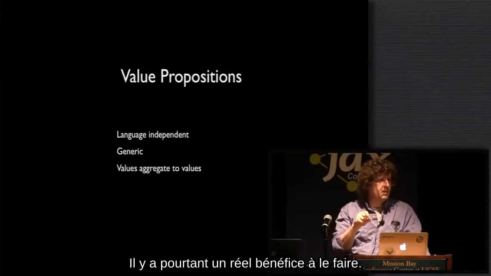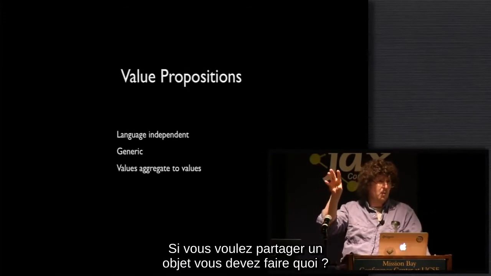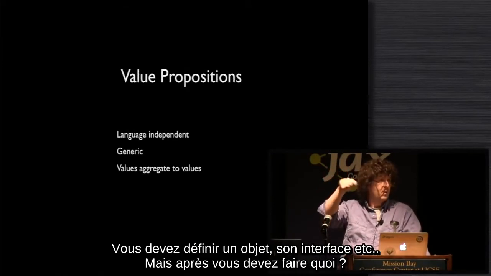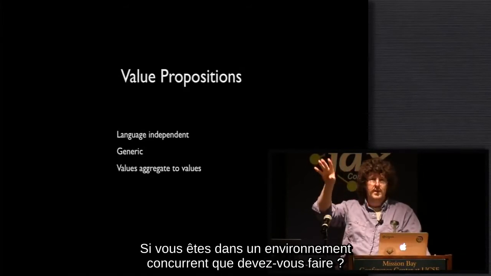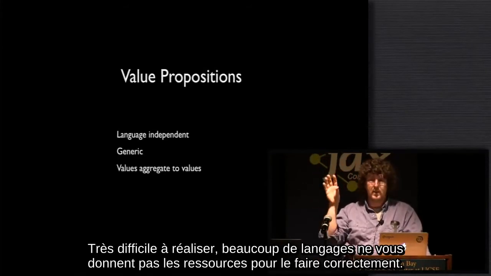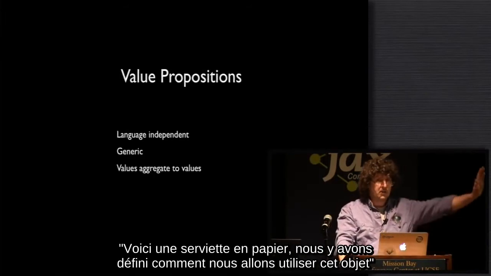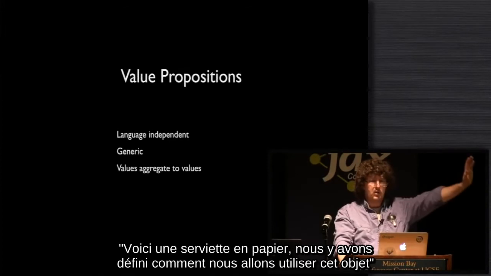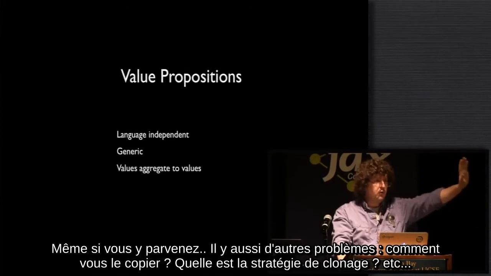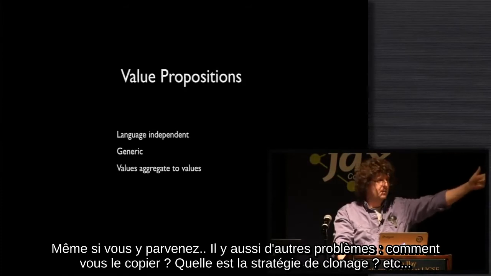There are really important benefits you get from doing this. For instance, compare it to objects. If you have an object and you want to share it, what do you have to do? You have to define the object, define an interface for it and everything else. But then what if it's in a concurrent environment? What do you have to have for that object? Some sort of locking policy. Very, very difficult. In fact, a lot of languages don't give you any resources for defining it well. It's like there's this napkin, and on it we've defined how we're going to use this object. There are also other problems, like how do you copy it? What are the cloning semantics?